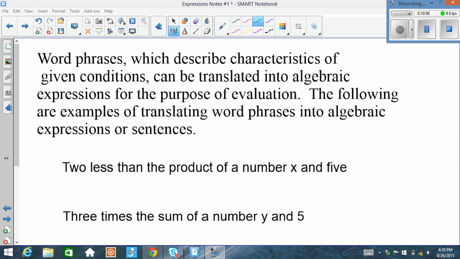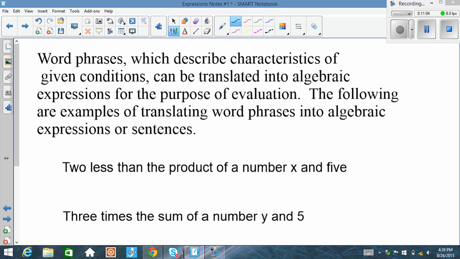So the first example here we have is 2 less than the product of a number x and 5. So again, each word means something. As we go along, some of the key words I see are the number 2, "less than" is important, the word product, number x, and 5. Okay, so we would say 2 less than.